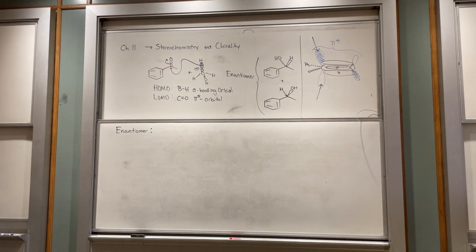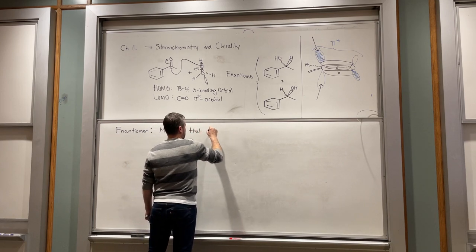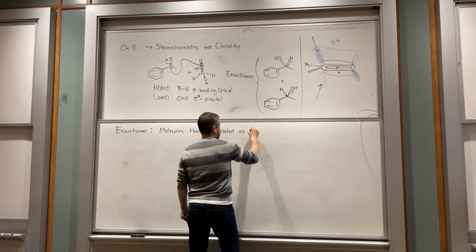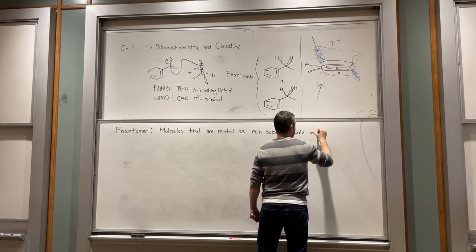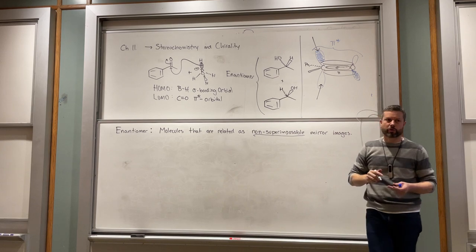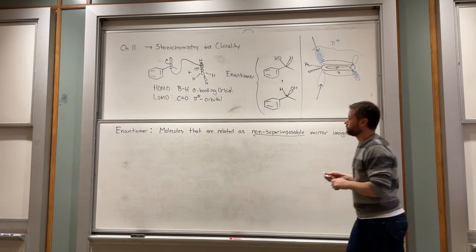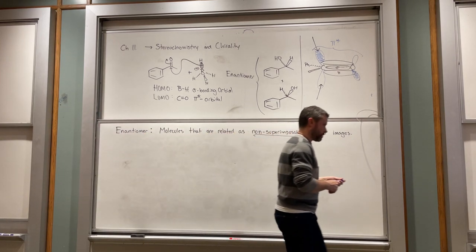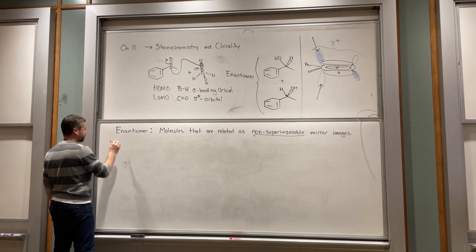All right, so what are enantiomers? How do we define that term? Anybody know? Yep, almost. So molecules that are related as non-superimposable. This non-superimposable is kind of a key part of the definition. And the enantiomers that we're going to be looking at all have the property of having tetrahedral chirality.